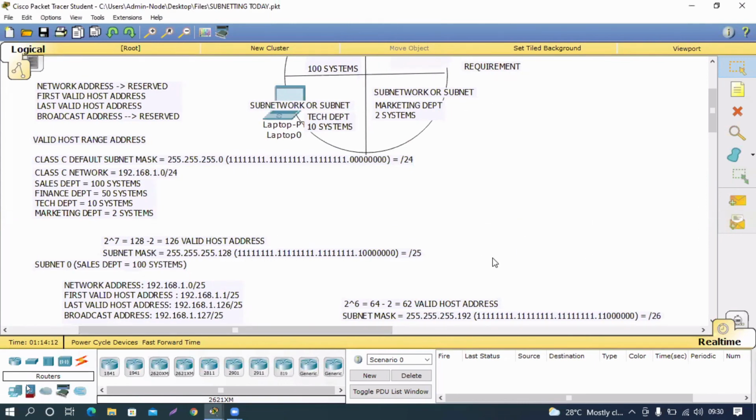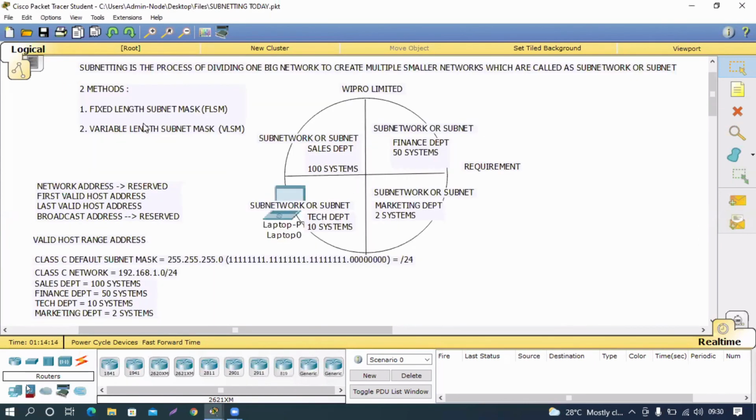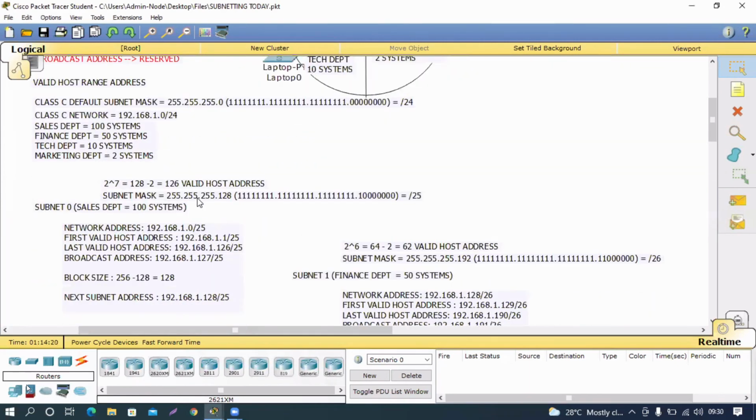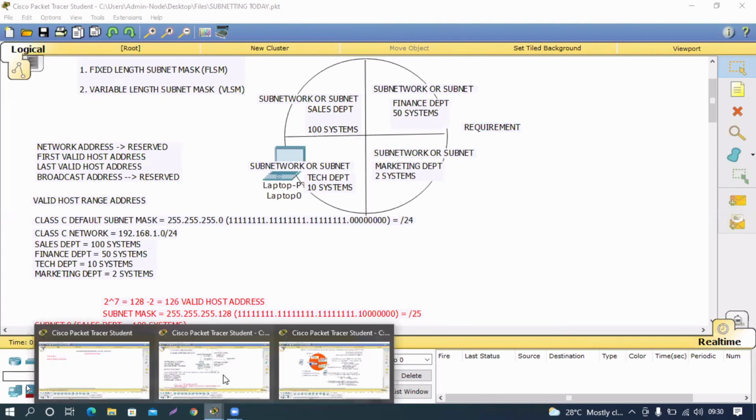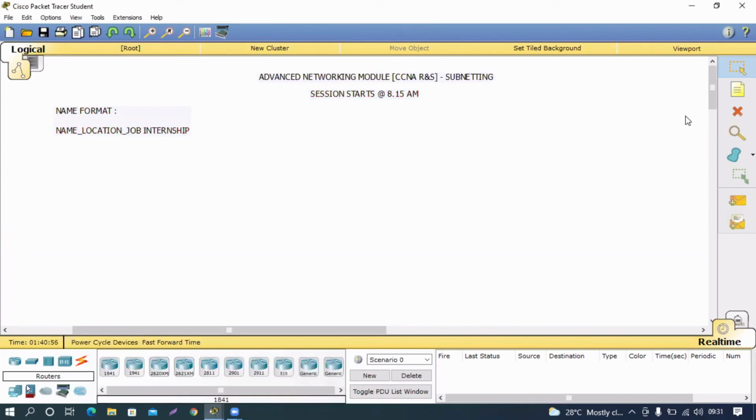Since all of you are not having any questions, I'm giving you the requirement right now. All you have to do is find out these addresses, the block size, the next subnet address, everything. All this is the intersection you have to find out. So this is the requirement, everyone, which basically goes like this.